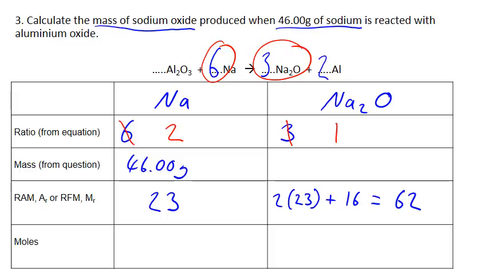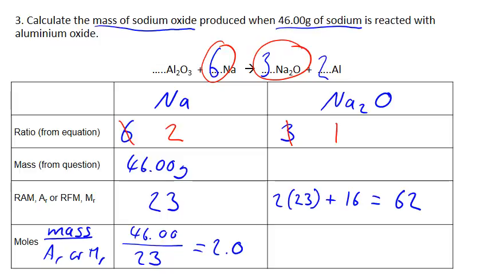Now going back, I need to calculate the moles of sodium, and as we said before, moles equals mass divided by the AR or the MR. I'm going to use the AR here for sodium. It's atomic mass because it's by itself, as we said. So the mass is 46 grams divided by 23, which gives me 2 moles of sodium. Go back up to the ratio, and the ratio that we simplified earlier was 2 to 1. So we have 2 moles of sodium. As the ratio says, 2 moles of sodium will make 1 mole of sodium oxide.